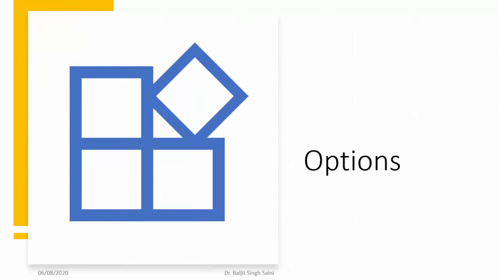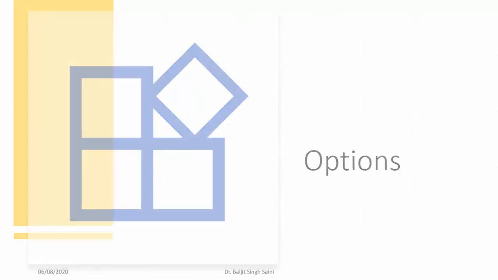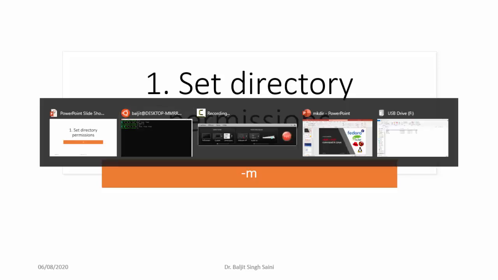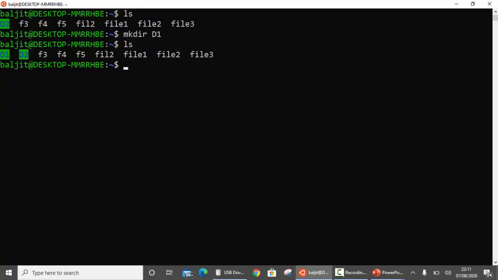Now what kind of options can you use with mkdir? The very first option is to set directory permissions. The option used is -m. First we need to understand what we mean by setting the directory permissions. We have just created the directory D1. If I do the long list for D1 only, it has certain permissions.